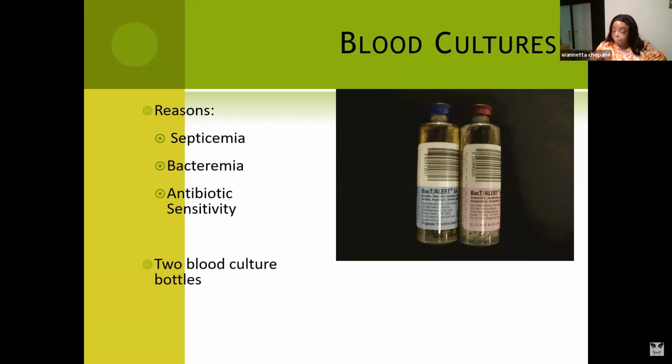And if you're drawing a neonate or an infant, you will use an aerobic bottle only. Unless the doctor suspects an anaerobic infection, you will use an aerobic bottle, and that usually comes with a pink top instead of a lavender or a red. And when you prep the site, you will use a ChlorPrep wipe, not an alcohol prep pad. A ChlorPrep wipe is used, and after you do that, you will never repalpate the site. And again, no repalpating after you use the ChlorPrep wipe for a blood culture collection.